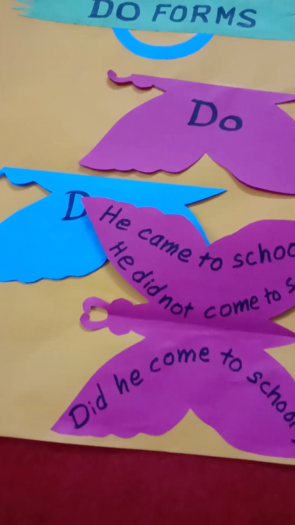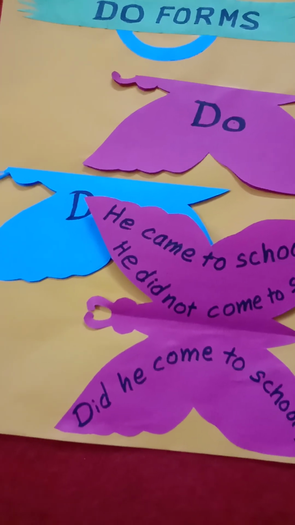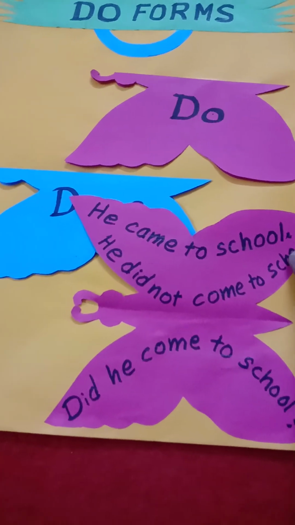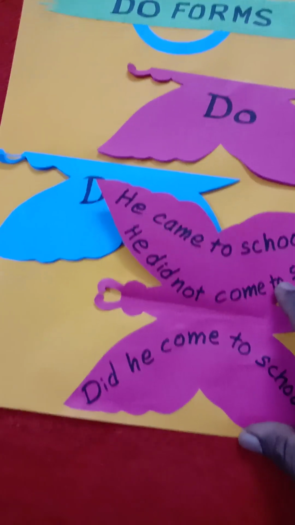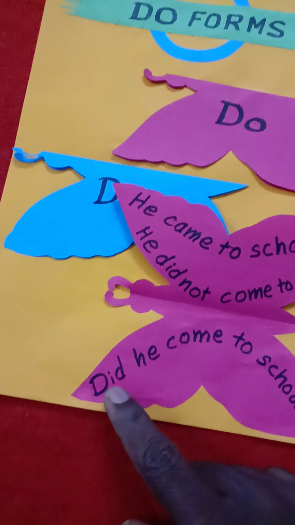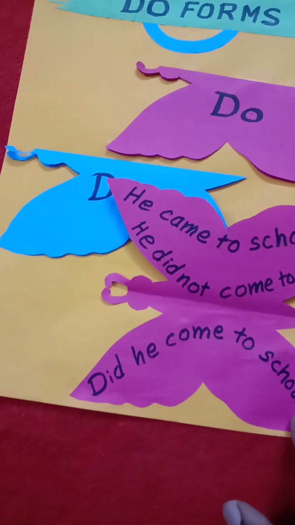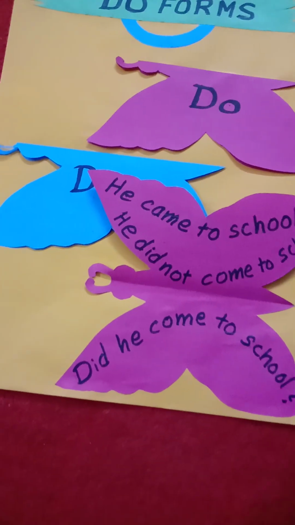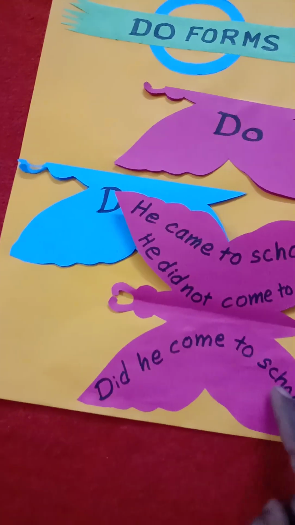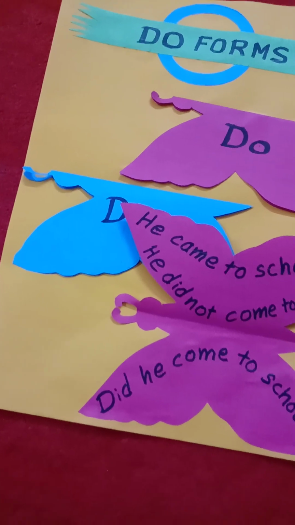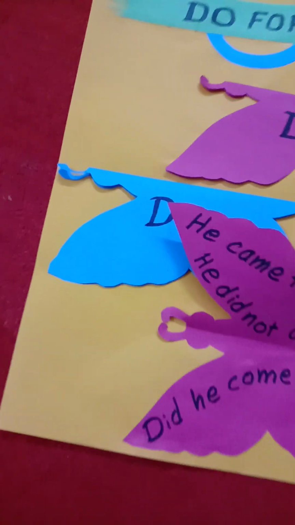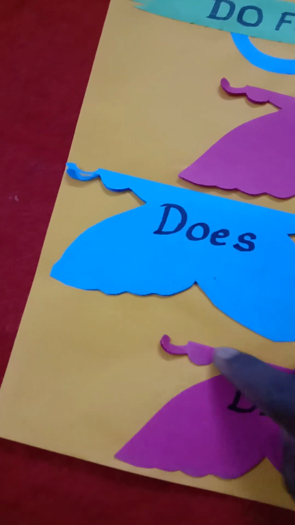For negative, we use here did. He did not come to school. This is the negative sentence. Then we go to interrogative sentence. Did he come to school? So we make this sentence using did for interrogative, did not for a negative. So this is the use of do forms.